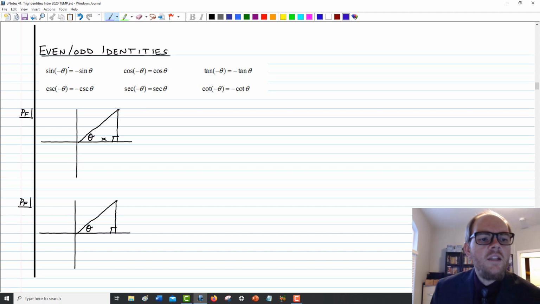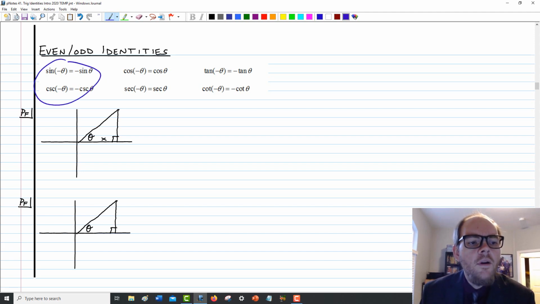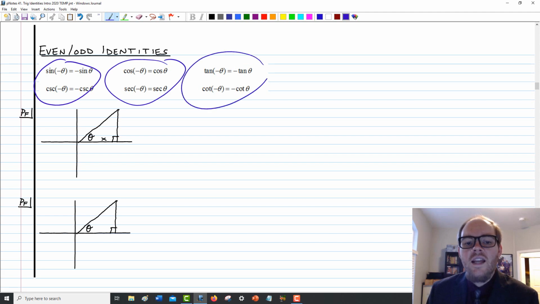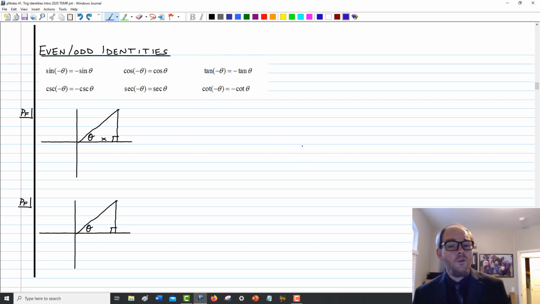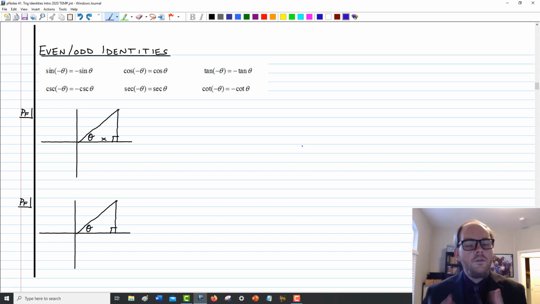So in here, something that's important to note is I've paired them up. Sine and cosecant go together, cosine and secant go together, and tangent and cotangent go together. In other words, I've paired the reciprocal functions together. Because the reciprocals only differ by one over, they're just a difference of flipping the thing, so the sign is going to stay the same on each of those.